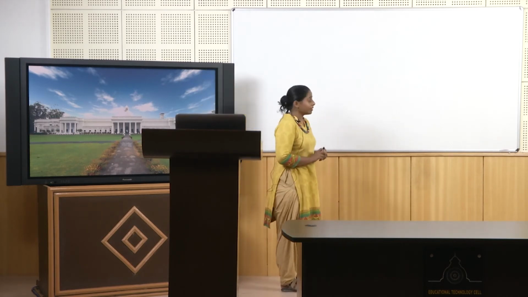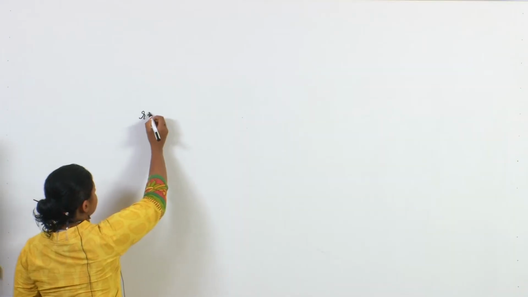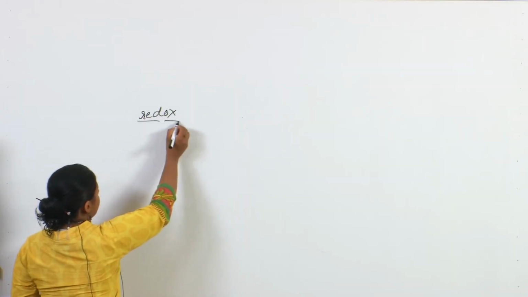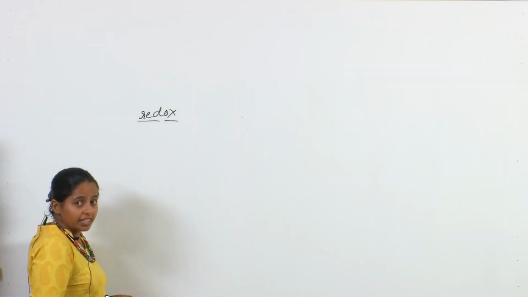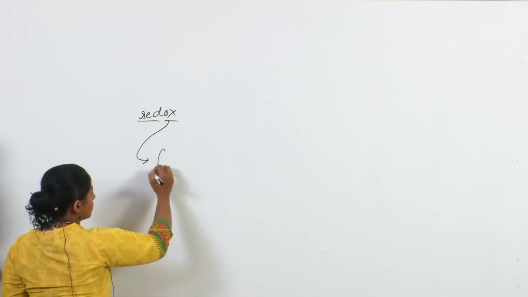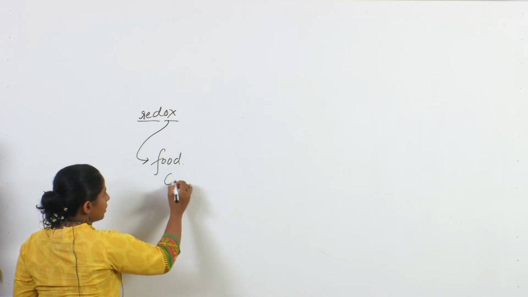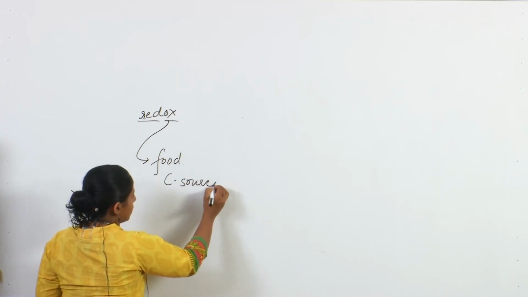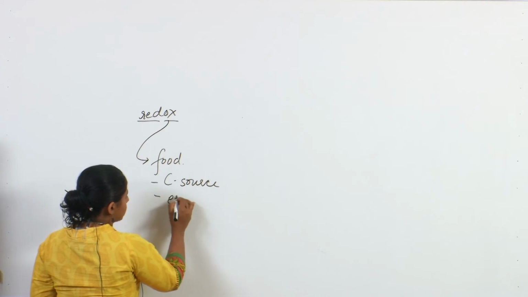Okay, so let's remember, for a redox reaction there are two components to it. One is the reduction and the other is oxidation. So if we have a lot of food, and food here is both the carbon source and also the electron donor.